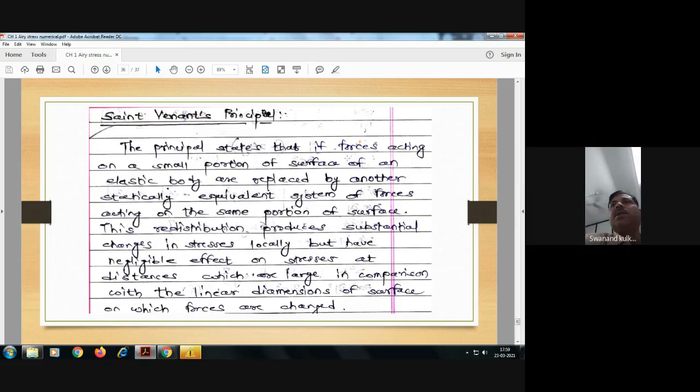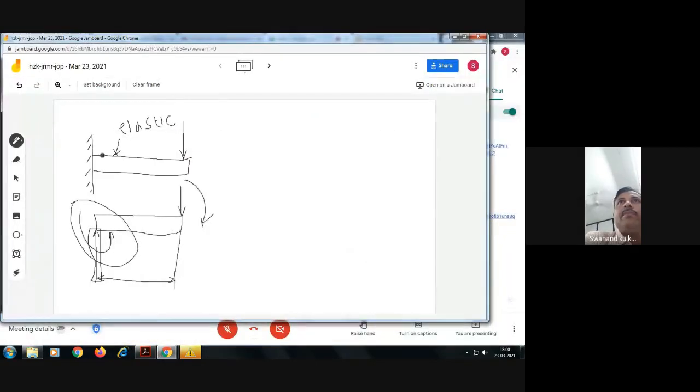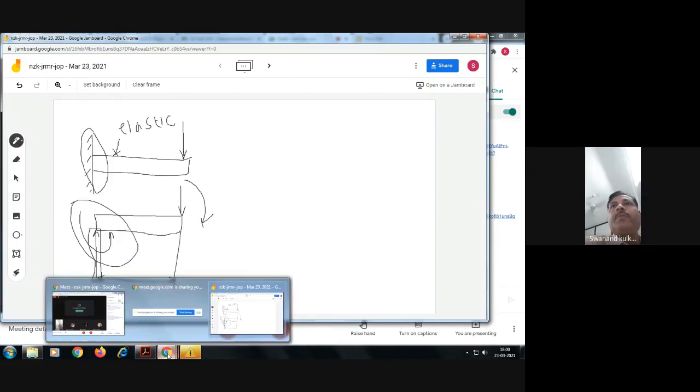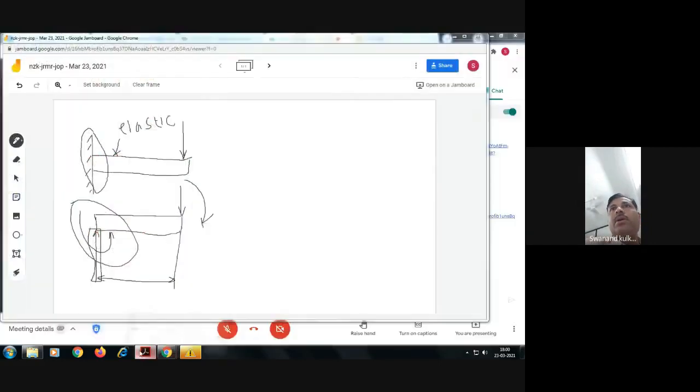Now the principle states that if forces acting on a small portion of the surface of an elastic body are replaced by another statically equivalent system of forces acting on the same portion of the surface. What we have done here? We have replaced this particular support system, which is shown here, by one vertical force and one couple. Is it okay? So this vertical force and this couple that we are replacing.